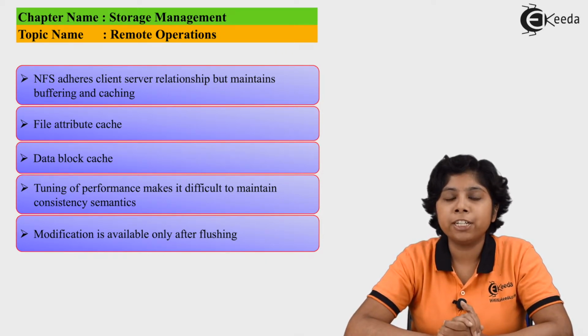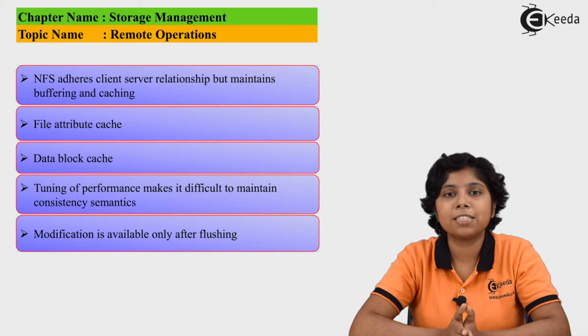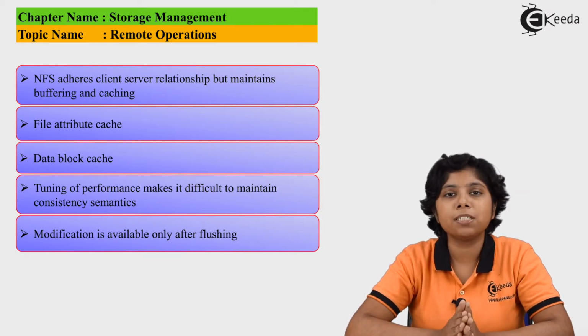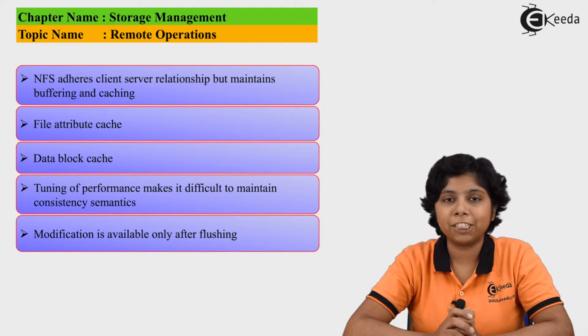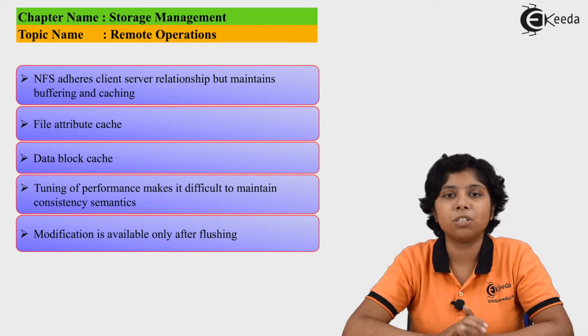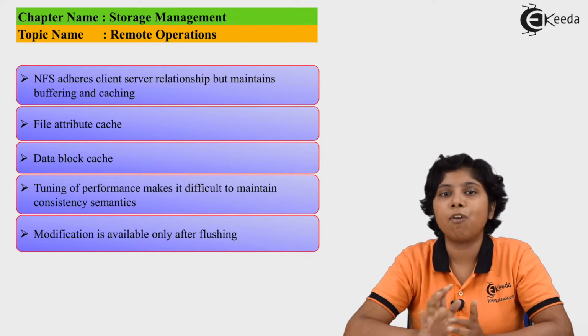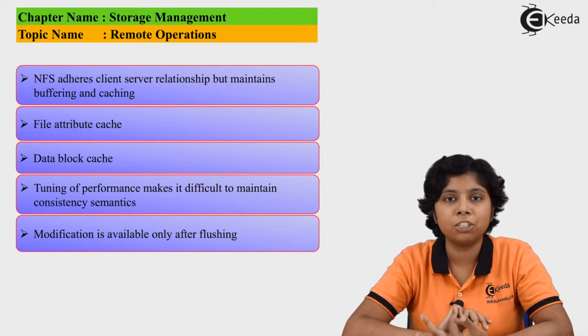Conceptually, NFS adheres to this client-server relationship, but basically the local file system is mounted to remote file systems on the client side. It uses buffering and caching as an inherent mechanism of the local system to improve performance. When using buffering and caching, all the data are cached rather than directly written to the disk, and the file attributes and file block caches are used to improve the system.